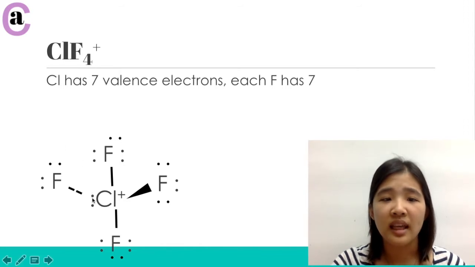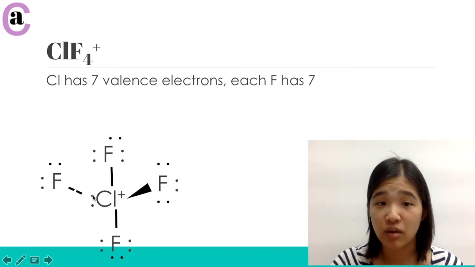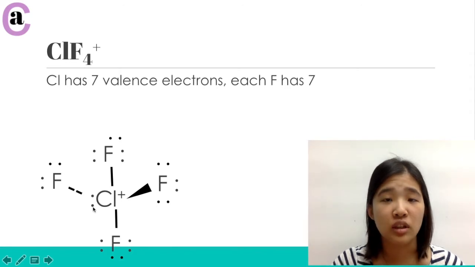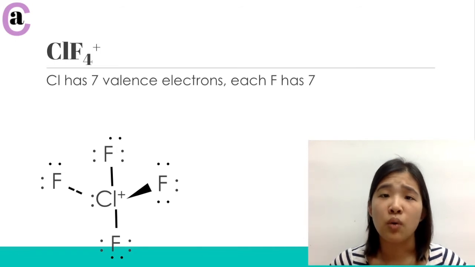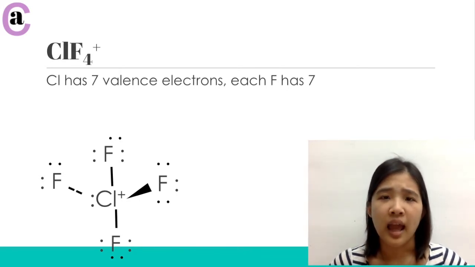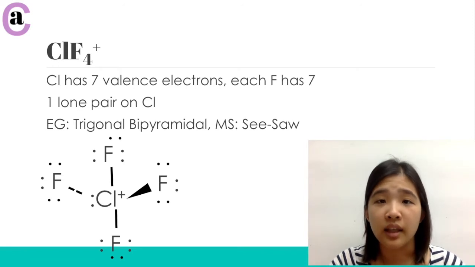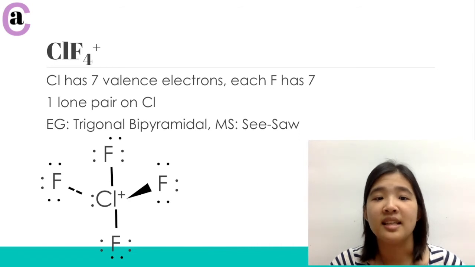And you can see here that chlorine is supposed to have a total of 7 electrons near it, but you can see it has 4 from each of the bonds with the fluorine atoms, and then a lone pair, which actually totals to 6 valence electrons. And that's where that positive charge comes from. So you can see that it is just a little bit different. And because of that lone pair, again, you have a different electron geometry and molecular shape. In this case, the electron geometry is trigonal bipyramidal, and the shape is a seesaw.